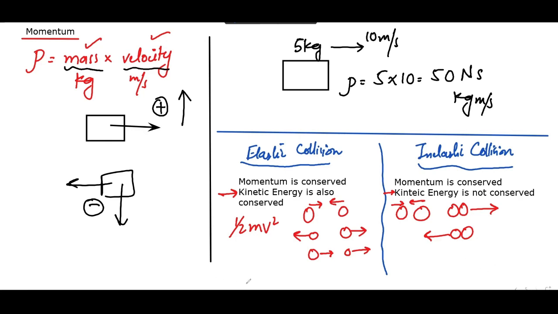Do we understand momentum and collisions? Alright, let's try to solve a question. It tells us that there are two objects moving towards each other. Let's say this is 1 kg moving at 2 meters per second, and this is 2 kg moving at 3 meters per second. It also says that they both embed in each other.